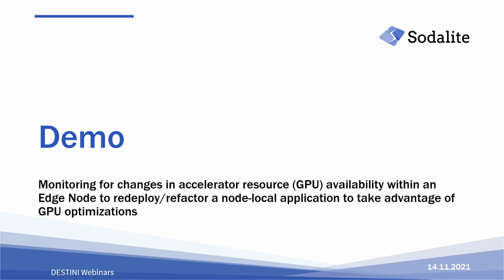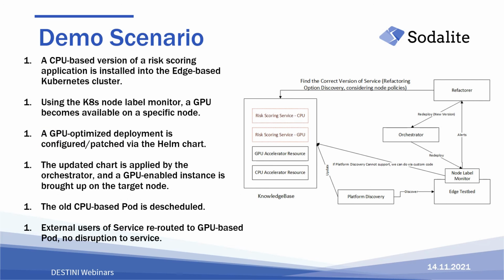Whenever GPU resources are available, the services should be able to utilize them. In order to do that, we have to undeploy the services and redeploy them using GPU resources. This is the scenario. We have two types of scoring services, a GPU version and a CPU version, and based on the resource availability, we have to use the correct service.